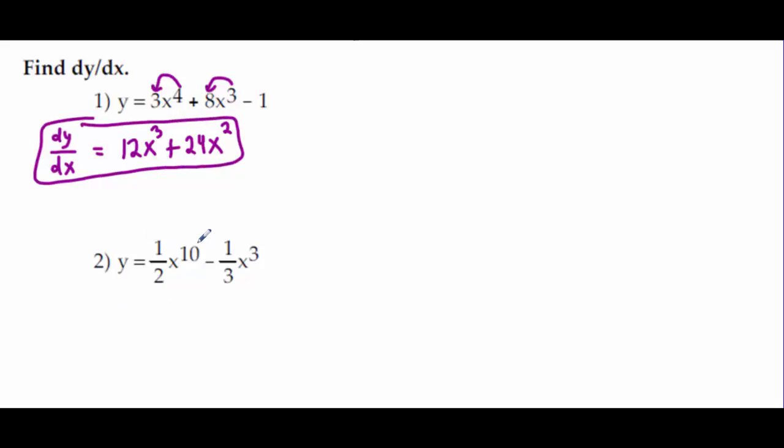On the second one, the only thing that makes this tricky is we've got fractions, and some of us don't really like fractions. So dy over dx equals 1/2 times 10 is 5, subtract a power. 3 times 1/3 is 1, so minus x squared.